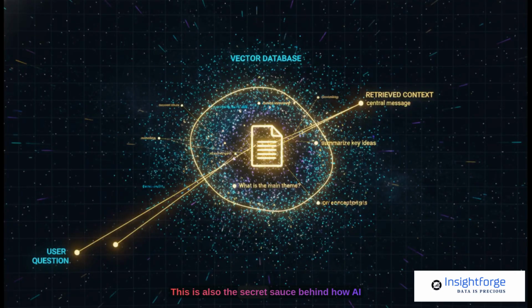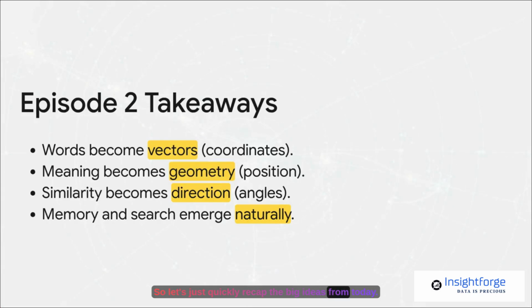This is also the secret sauce behind how AI models can have a memory of documents you give them. When an AI reads a PDF, it's really just chopping it up into little pieces and storing each piece as a coordinate in a database. Then, when you ask a question, the AI finds the most relevant pieces by matching the meaning of your question to the meaning of those chunks. It's searching by intent. So let's just quickly recap the big ideas from today.